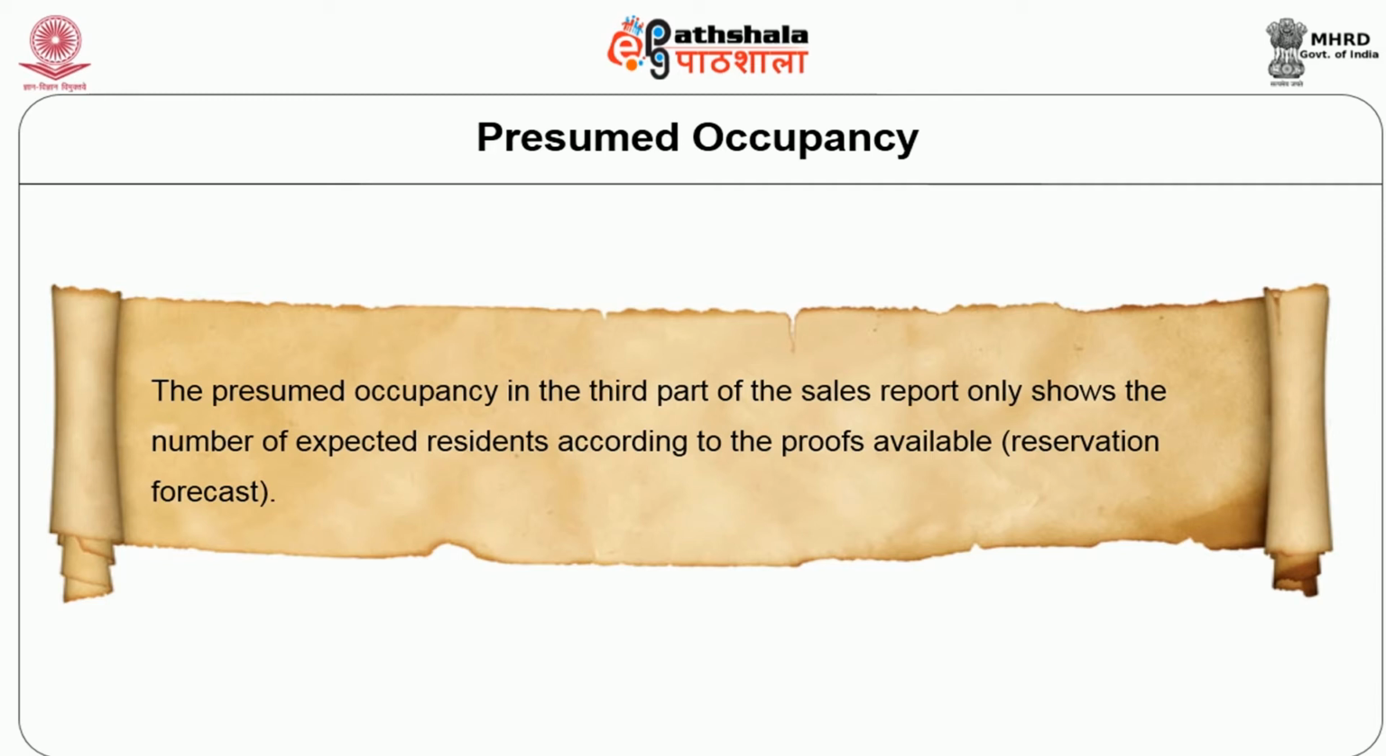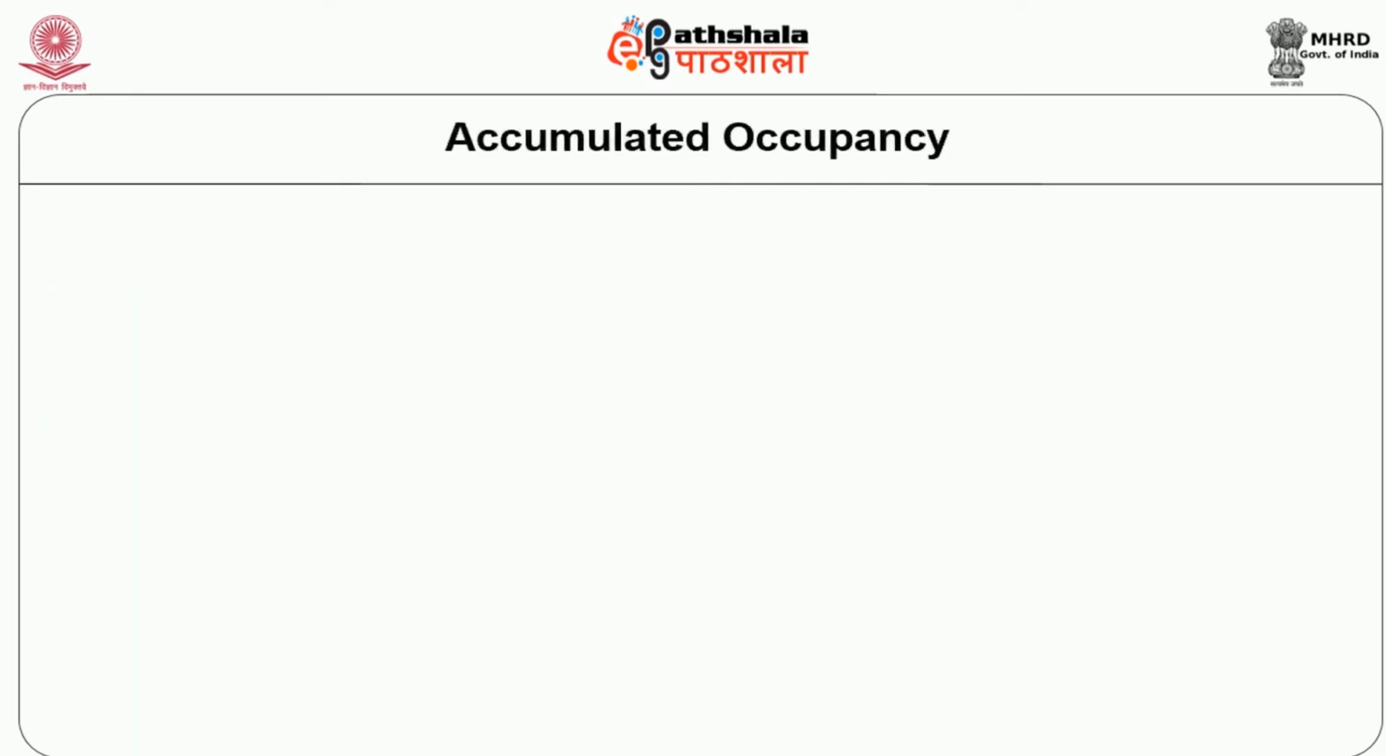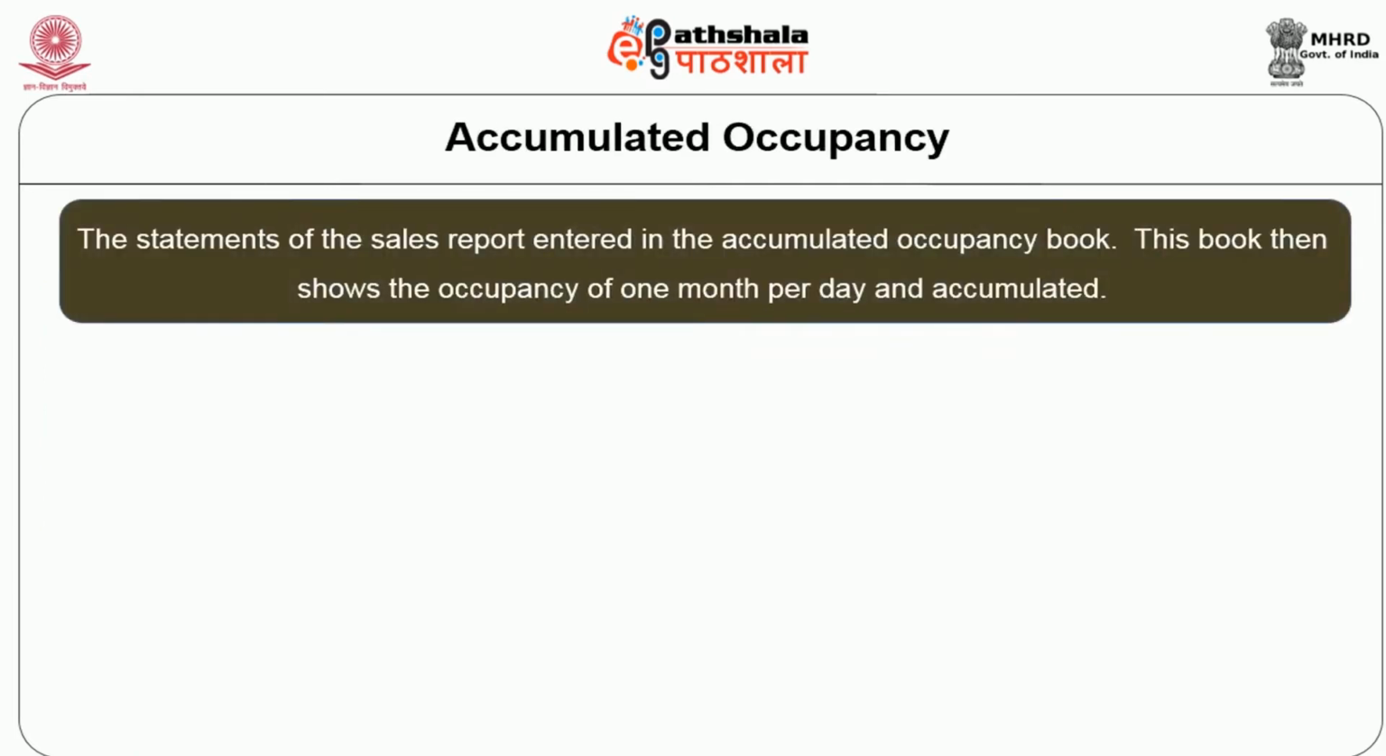This is the third part of the sales report, which only shows the number of expected residents according to the proofs available, that is, by reservation forecast. Next is accumulated occupancy. The statements of the sales report are entered in the accumulated occupancy book. This book then shows the occupancy of one month, per day, unaccumulated.